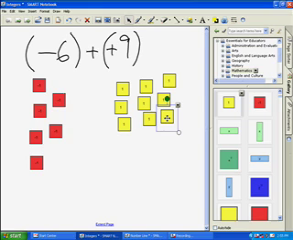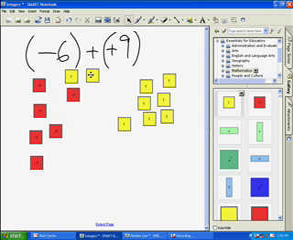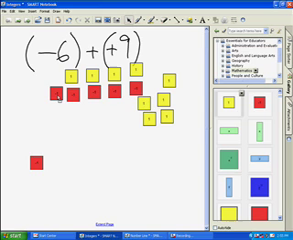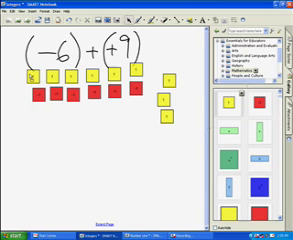Now remember, we're dealing with that concept of zero pairs or opposite integers. So we're just going to match every yellow one up with a red one, just like we've done in the past. Okay? And we're going to do this until we can't go on anymore. Alright, as you can see, there's only one red one left, so we're going to match those up.